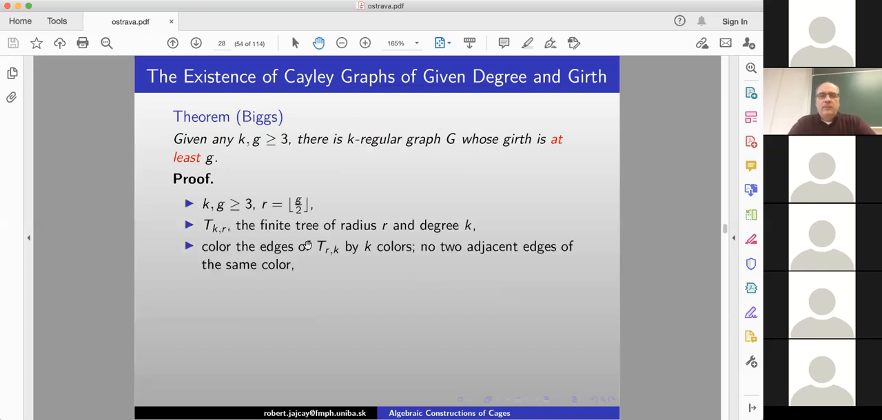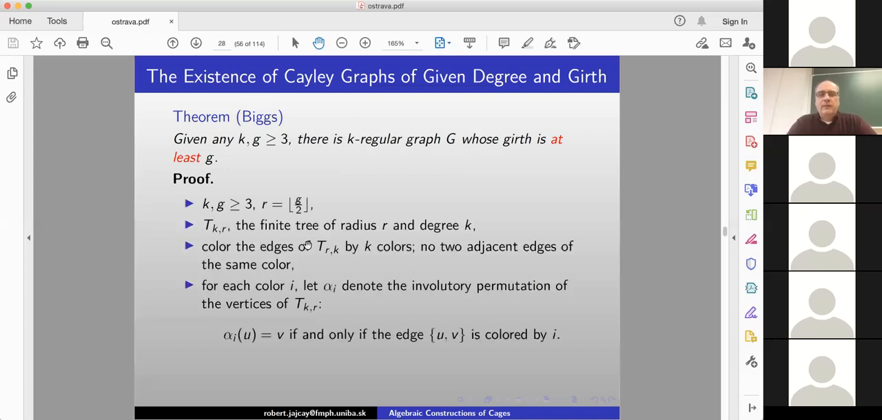I will skip the proof, although I want to advertise the proof. It's a beautiful example of a very, very, very clever construction. And it just hits you when you read it, oh, this is beautiful. Okay, so this goes back to Biggs, and the graph is k-regular because it's Cayley, and the proof that the girth is at least g is really cute.